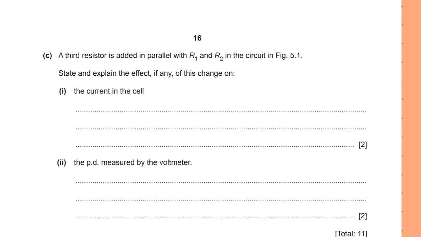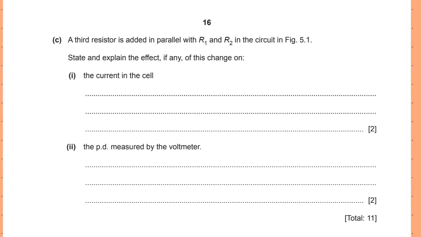Let's go on. A third resistor is added in parallel with R1 and R2 in the circuit in 5.1. State and explain the effect, if any, of this change on the current in the cell. So if you have another resistance coming in parallel, you would say that the total resistance decreases, causing current to increase.